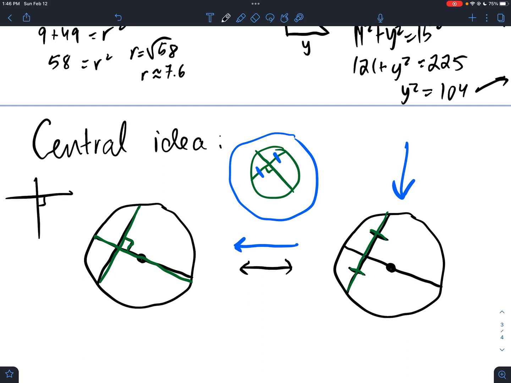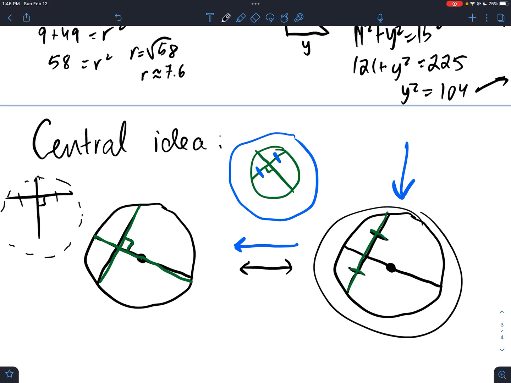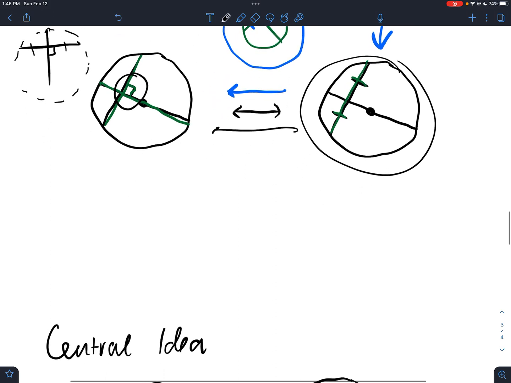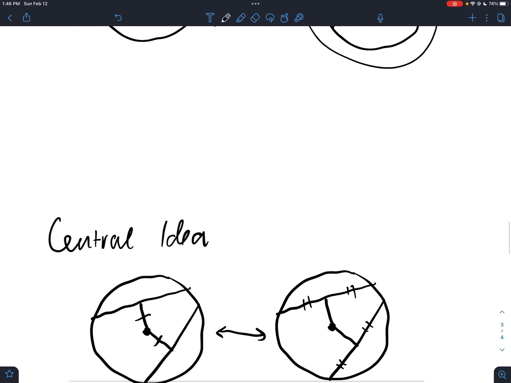So, central idea time. We have this idea that if you have a T and it makes a right angle, then these two parts of the T are the same when this is on that circle. Okay? And the other way around is true. If you have two equal sides of the T, then they meet at a right angle.